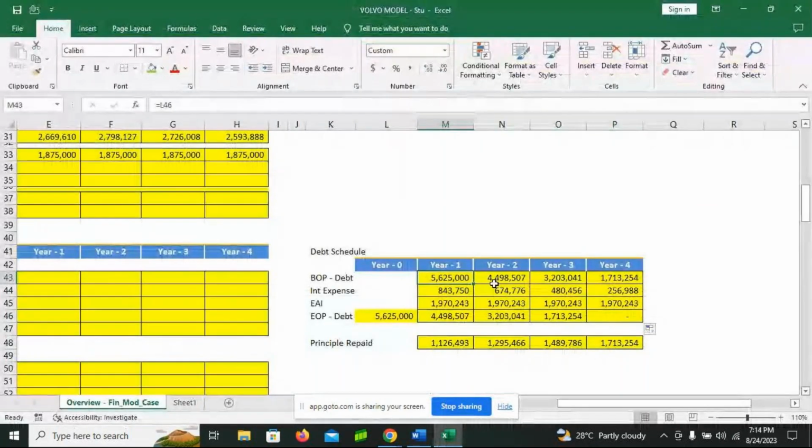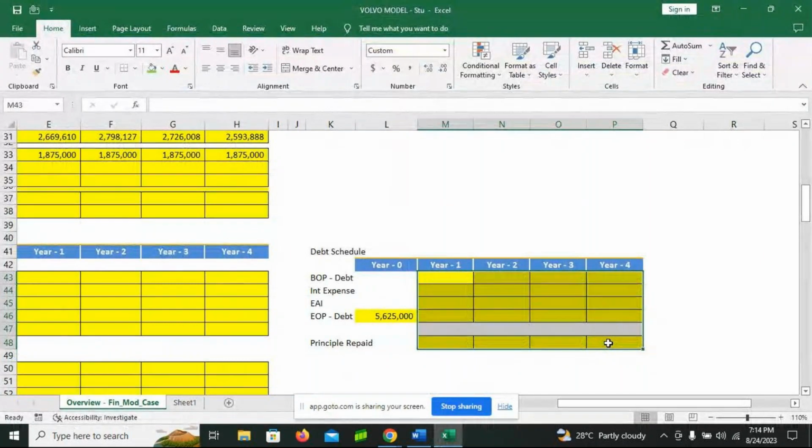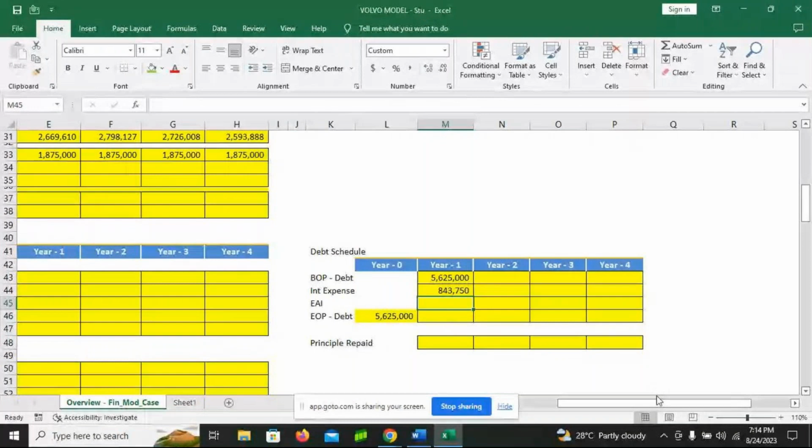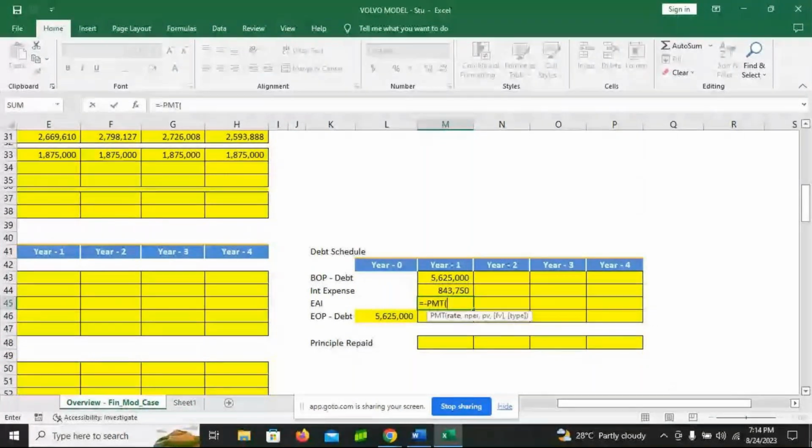I'll show you the debt schedule once again. Here I'll take equals the loan amount, interest expenses equals the loan amount into 15%. Then I have to calculate PMT, so before that I'll take the minus sign. Rate is 15%, NPER is for 4 years, loan amount is 56 lakh 25,000, then future value is 0.